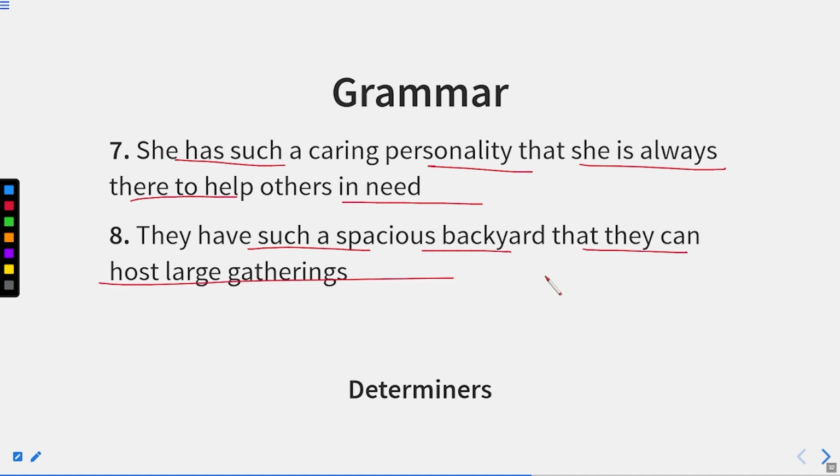So in this, we can see such a or such an phrases, where we are using the indefinite article after the word such. And after that, we have an adjective, then we have a noun, just to show the quality of that particular noun, to emphasize the quality of that noun.